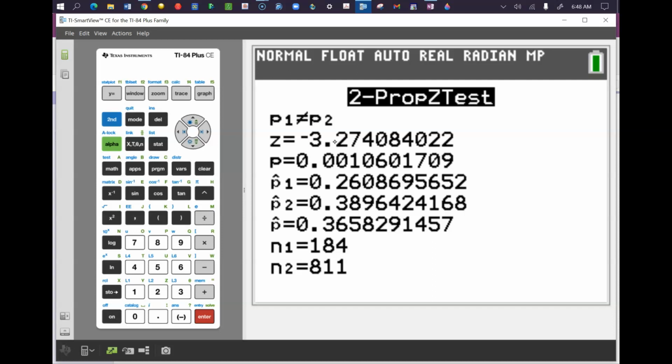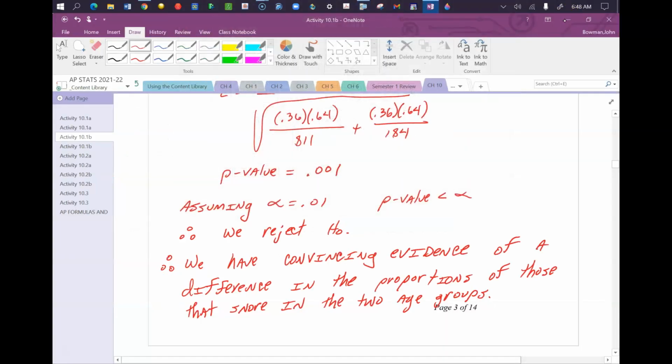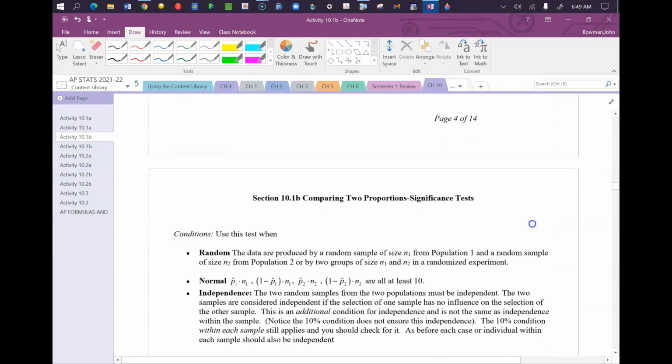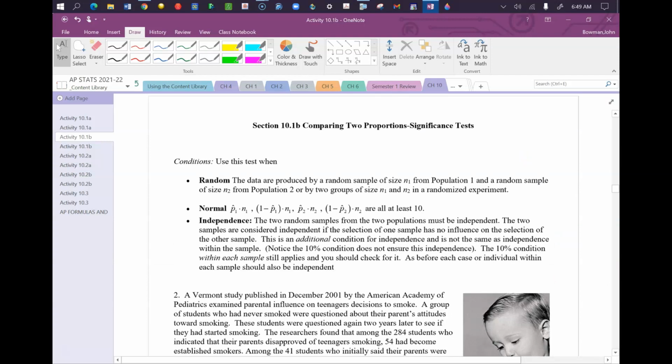And you'll notice the p hat with no subscript c is actually p hat combined, so it calculates that for you. So that's how you do the corresponding hypothesis test on the graphing calculator. So what I'd like to finish up with is a summary of the conditions that you need to check when you're doing a hypothesis test for the difference of two proportions.